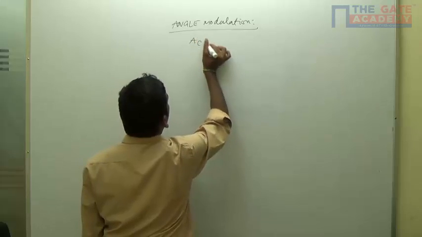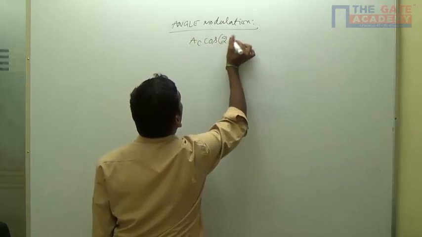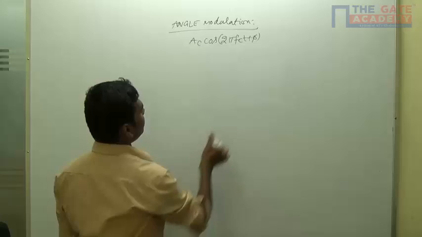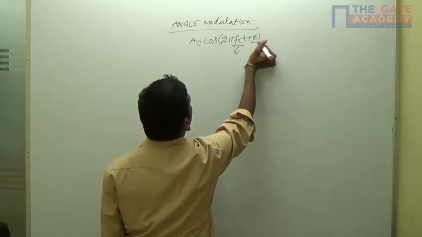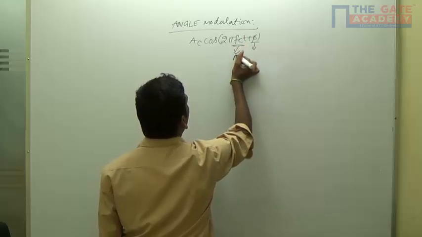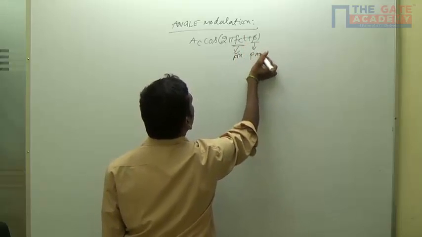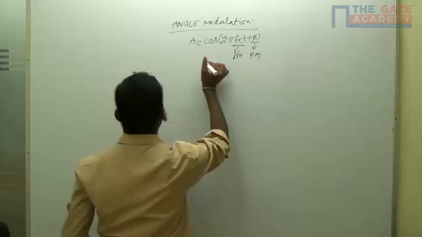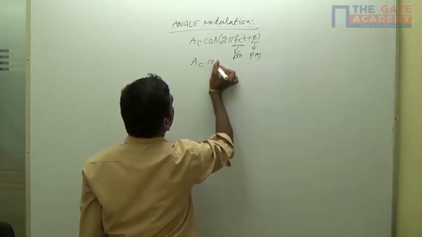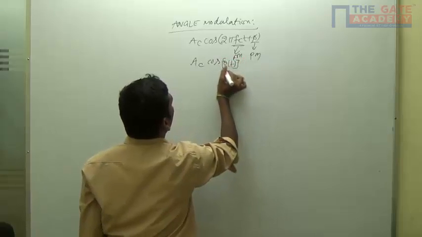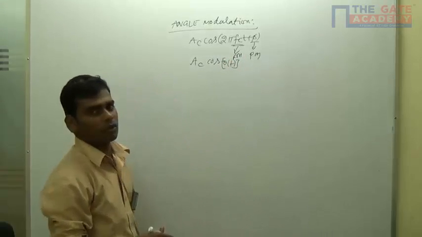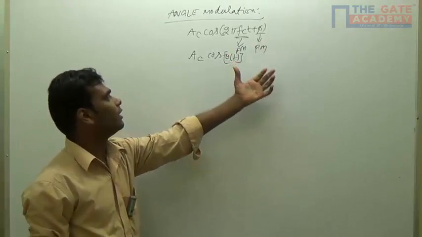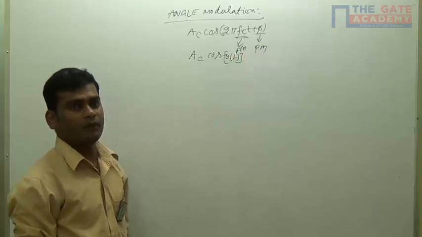We can see that the carrier waveform is Ac cos(2 pi fc t plus phi). In this cos(2 pi fc t plus phi), this is the frequency and this is an angle. With this I can get a frequency modulation, and with this I can get a phase modulation. In total I can say Ac cos theta of t, where theta of t is the angle. So this is an angle modulation, which we can derive in two ways: frequency modulation and phase modulation.